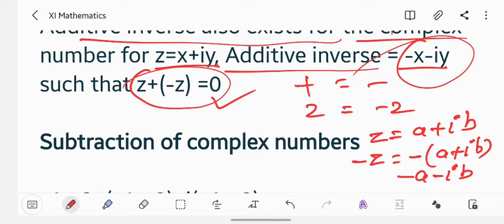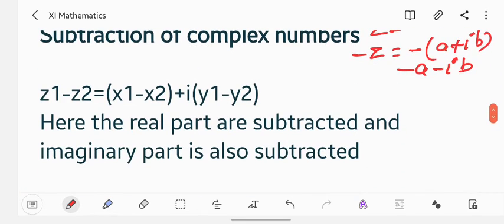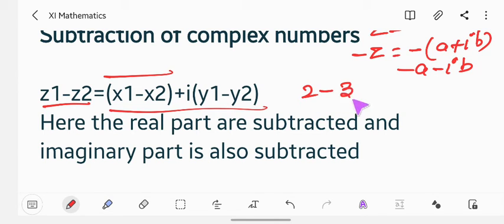The second operation is subtraction of complex numbers. So for two complex numbers, z1 minus z2 will give you x1 minus x2 plus i times y1 minus y2. So the real part is subtracted first and then the imaginary part separately. The properties of addition are not valid for subtraction here. It is not closed under closure, commutative, associative, because you might get different results. Like in the natural number case, 2 minus 3 is not equal to 3 minus 2. Both will give you different results.